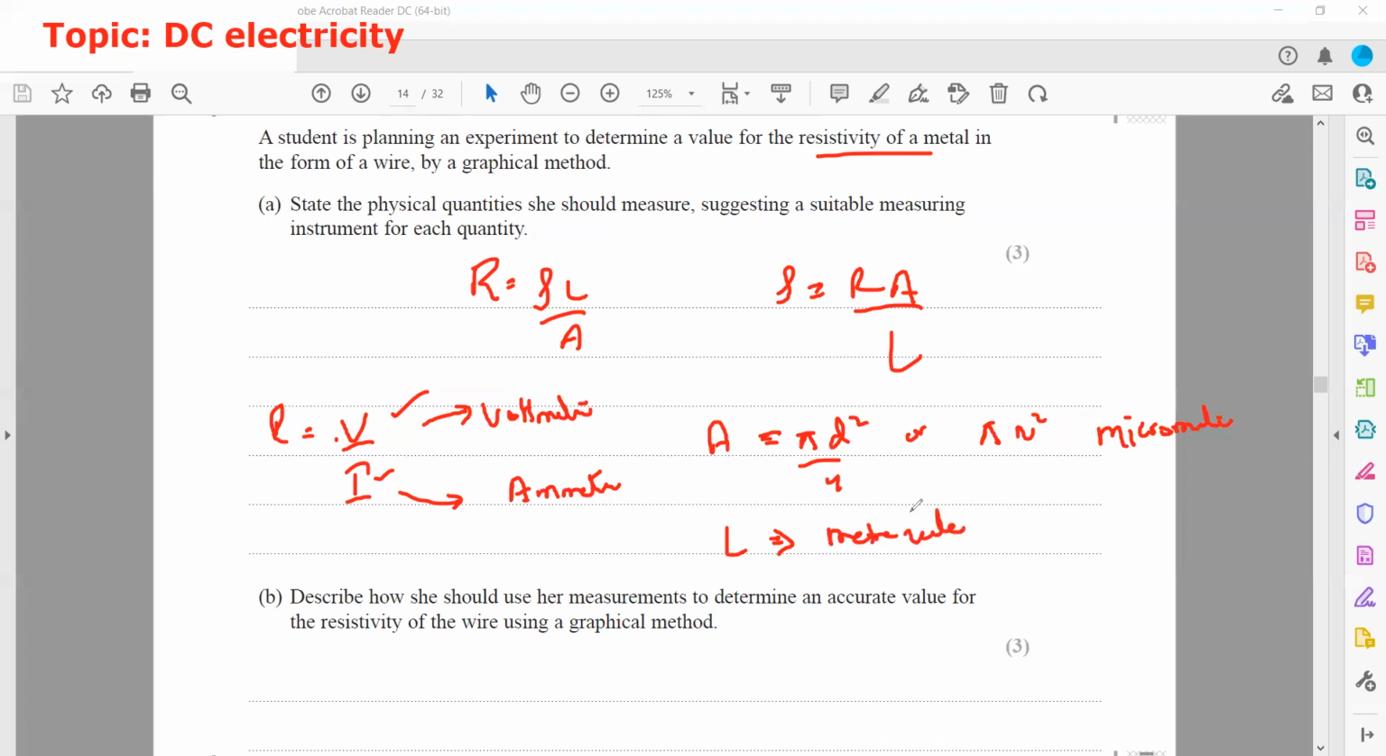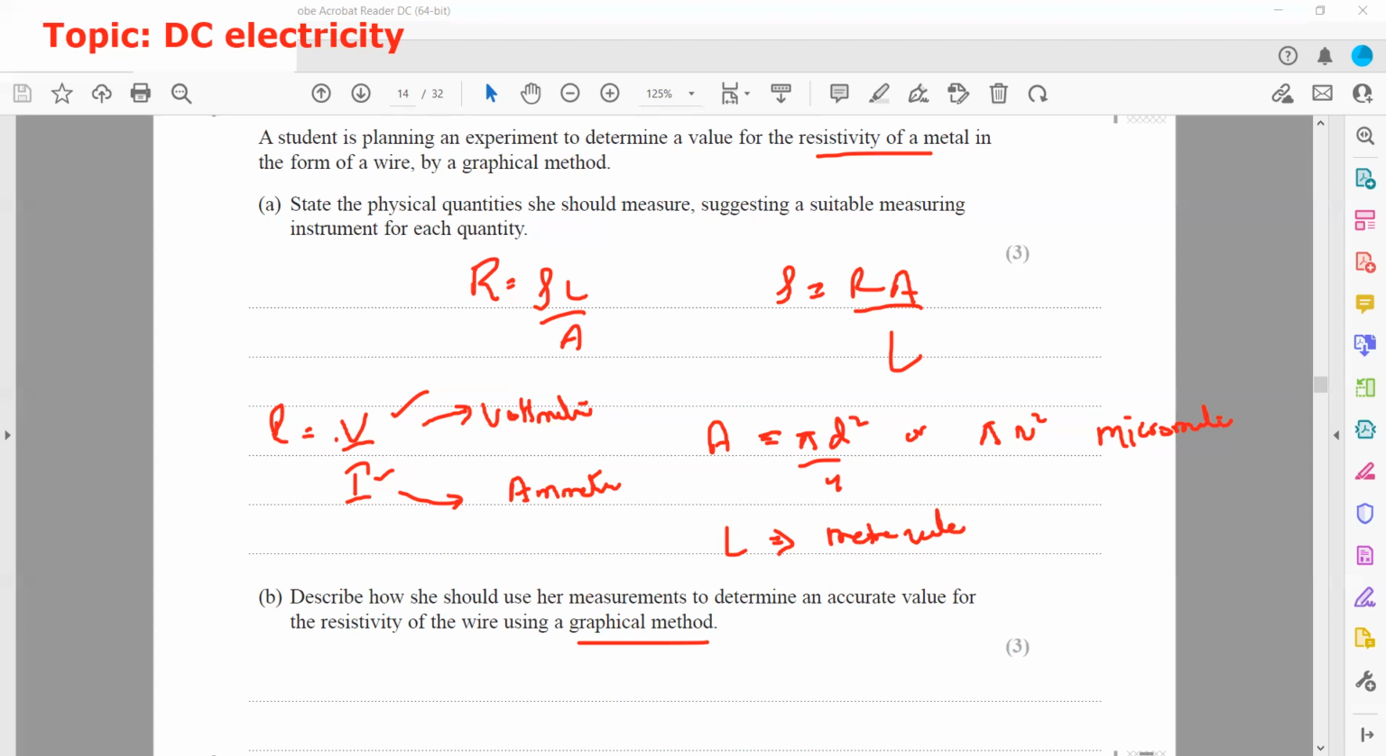So these are the physical quantities that the student should measure, and the apparatus she will use for each of the quantities. Then describe how she could use her method to determine an accurate value of the resistivity using a graphical method. So using a graphical method, how can she find the resistivity?